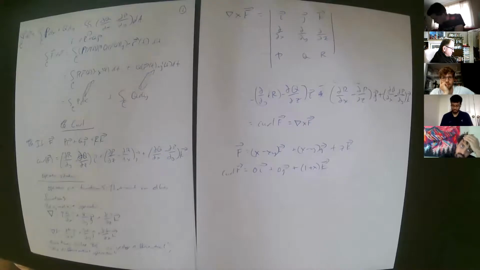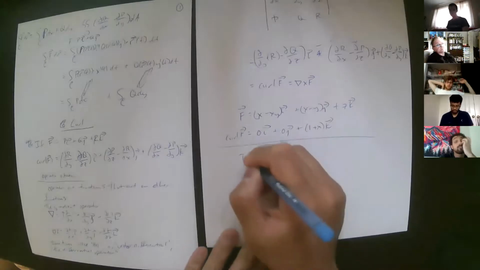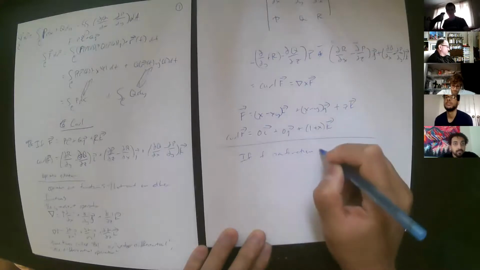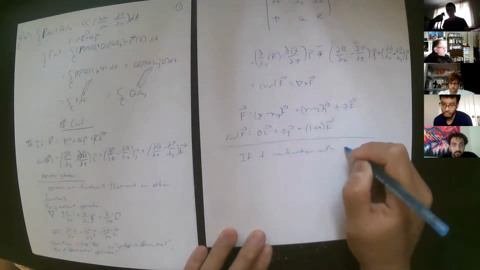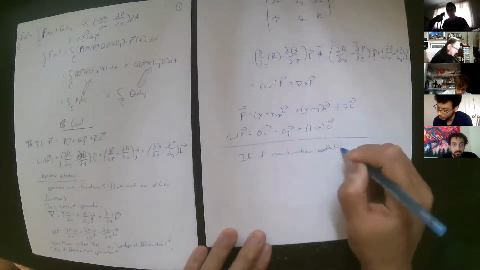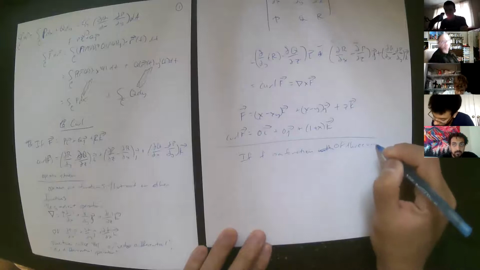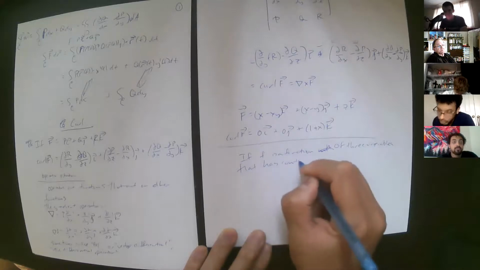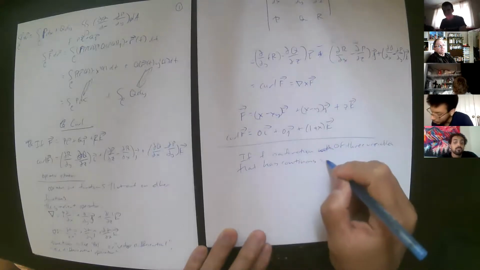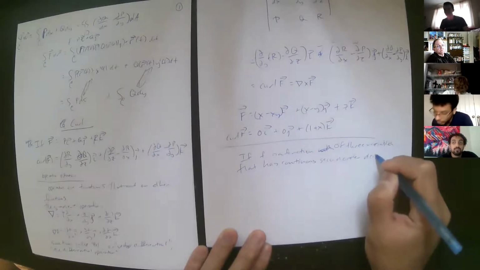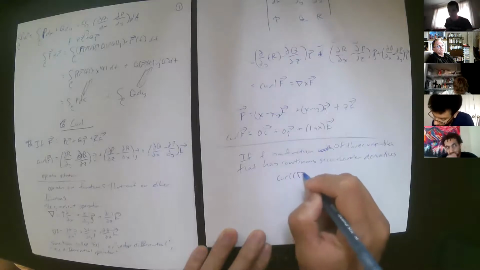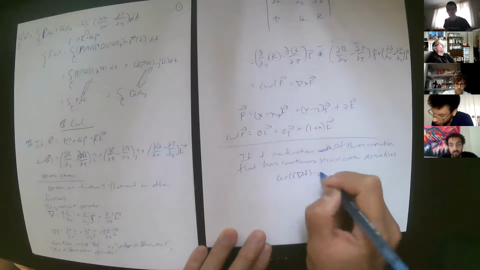Well, what's really nice about this is if f is a function of 3 variables that has continuous second order derivatives, the curl of the gradient, this is now a vector field, is equal to 0.